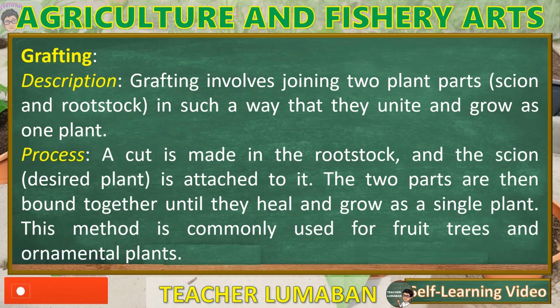Process: a cut is made in the rootstock, and the scion, the desired plant, is attached to it. The two parts are then bound together until they heal and grow as a single plant. This method is commonly used for fruit trees and ornamental plants.